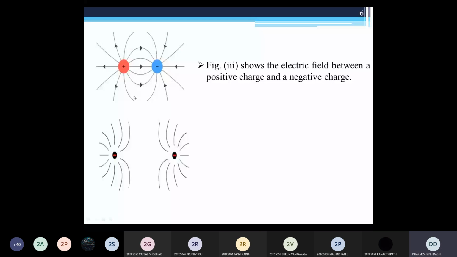And in this figure, you can see that two negatively charged spheres are placed near each other. So it looks like this. Similarly charged bodies. Okay.